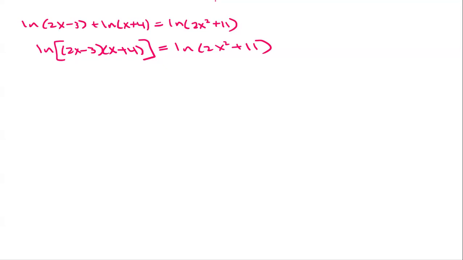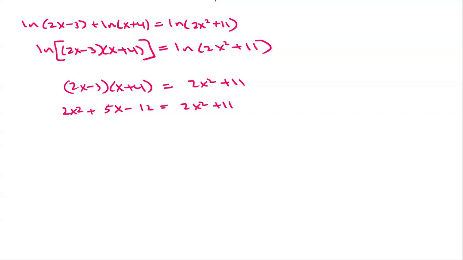Okay, so now we have the same base, right? They have base e, so that means we can set the middles equal to each other. So we have 2x minus 3 times x plus 4 equals 2x squared plus 11. Okay, and then we just multiply out the left side here. When we do that, we get 2x squared plus 5x minus 12 equals 2x squared plus 11.